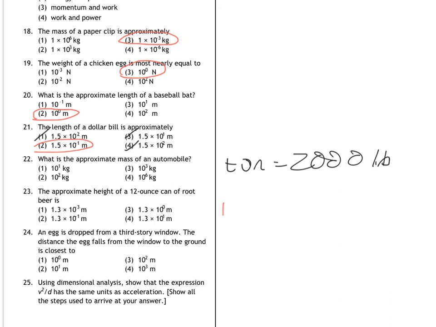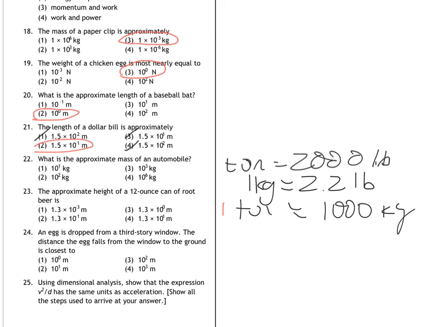And you might remember that there is a conversion between pounds and kilograms. If I remember correctly, 1 kilogram is in the neighborhood of about 2.2 pounds. And that means a ton is really close to being 1,000 kilograms. So when they ask me for the mass of an automobile, I'm going to look for something like 1,000 kilograms. Just glancing through the answers, choice 3 is 1,000, so I'm going to go with choice 3.